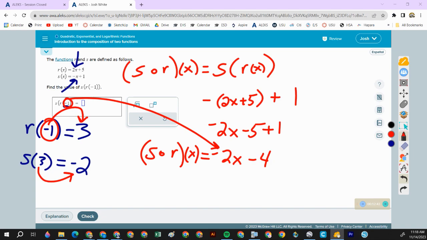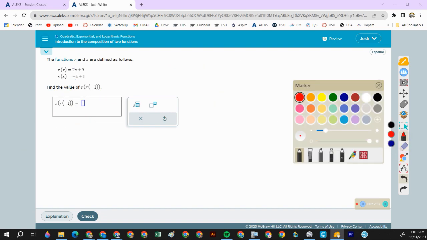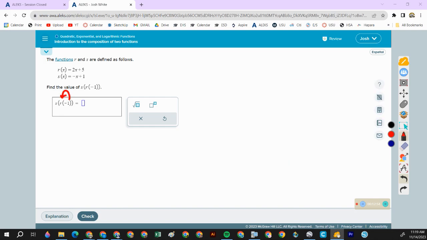Okay? So for these problems, you don't need this equation. You can find it, but it's way more effort than you need. All you have to do is take -1, stick it into R, take the answer, and stick it into S. That's all it wants you to do.